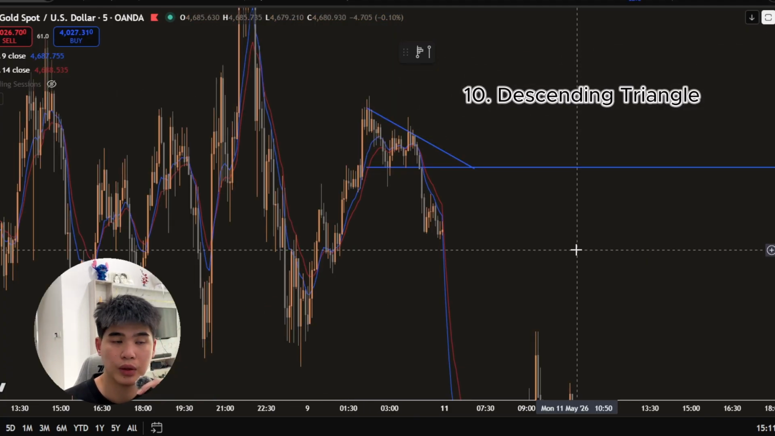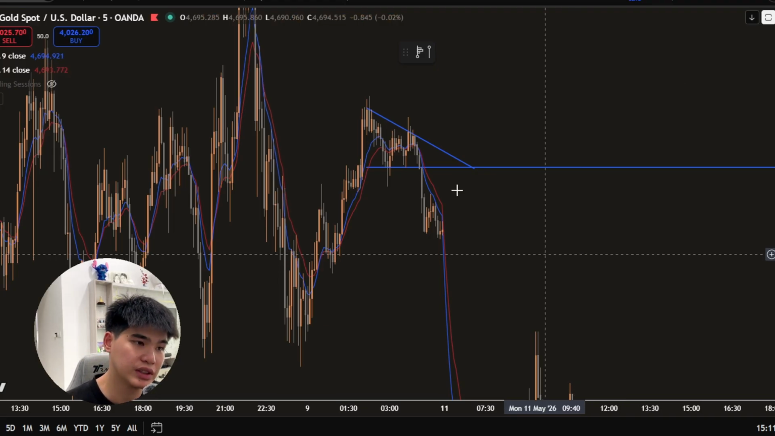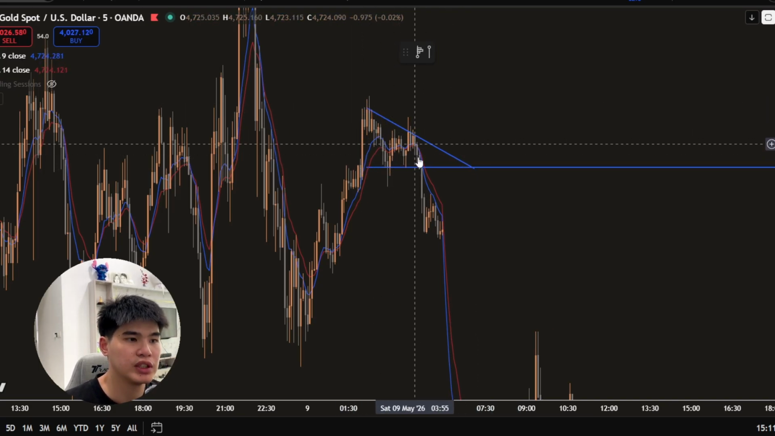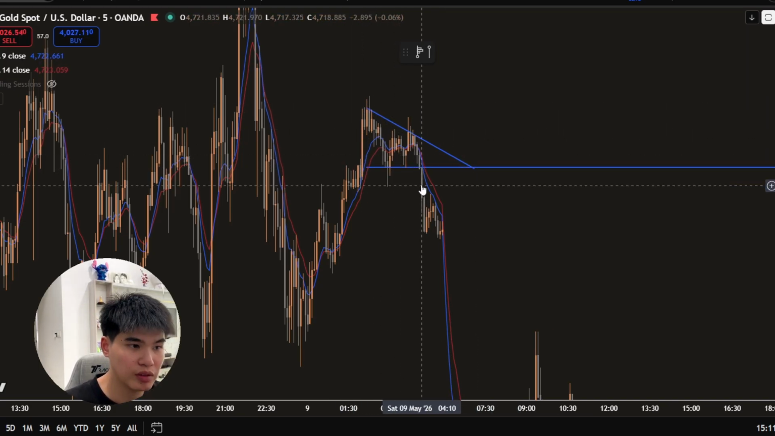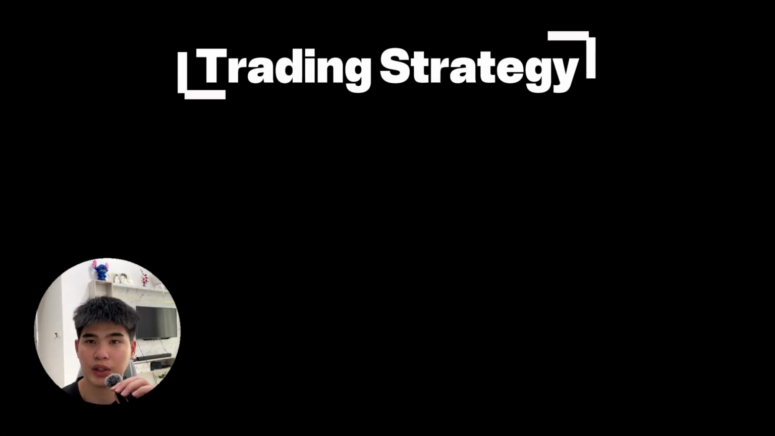And now we have our descending triangle. The descending triangle is basically the other side of the ascending. So the flat line is at the bottom and the diagonal line is at the top. We can see price is squeezing in between here, and once it broke our flat line, it just shoots all the way down.